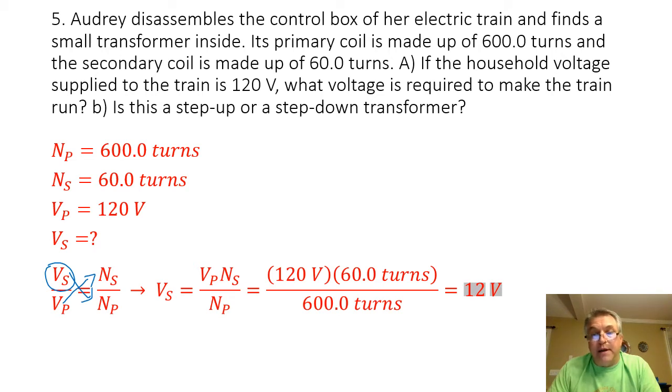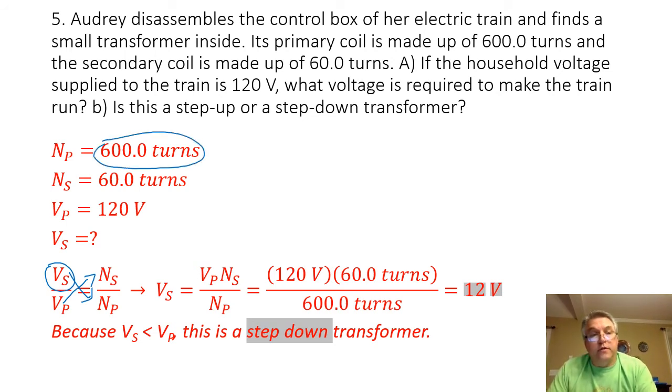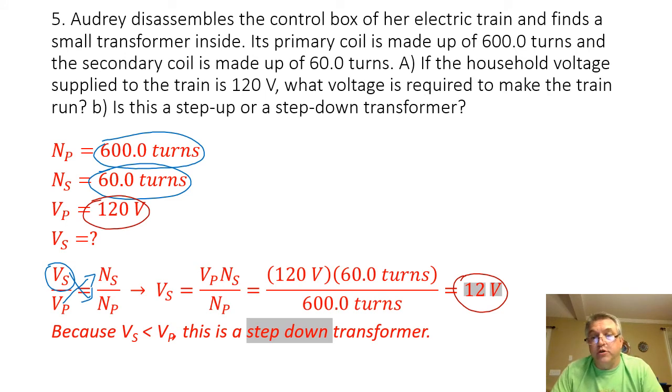So I'm going to have 12 volts coming out of the transformer. And because the secondary voltage is less than the primary voltage, I know that this is going to be a step down transformer. We're stepping the voltage down or decreasing it. Another thing to point out is note that there are 10 times the number of turns on the primary coil as there are on the secondary coil, and my primary voltage is 10 times my secondary voltage, so they are proportional. That's always a good way to double check your work.